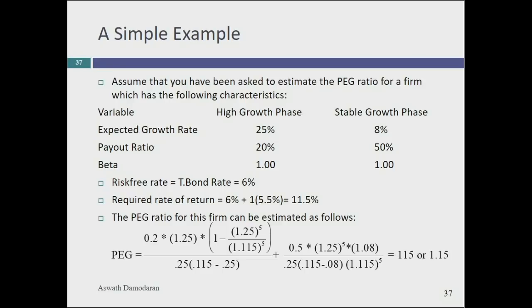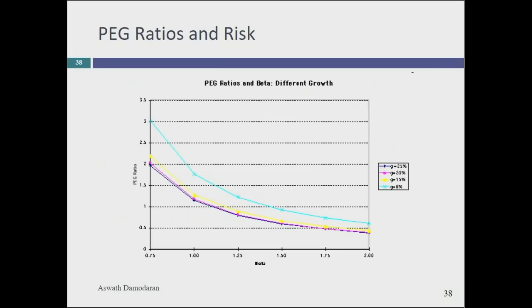That's my base. But again, the nice thing about this now is I can change one thing at a time. So what do I want to see? What will happen to the PEG ratio as risk changes? So that's the first thing I looked at. And the relationship is nice and clean. As the risk goes up, the PEG ratio decreases.